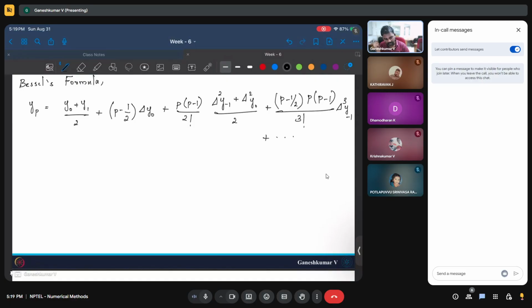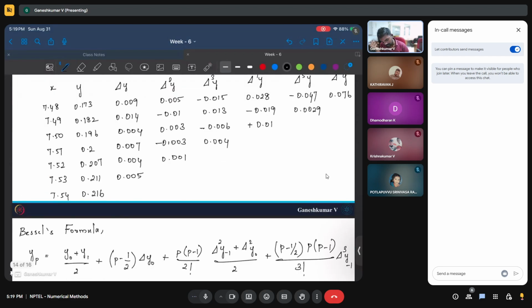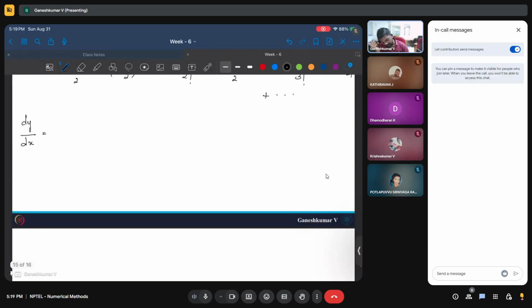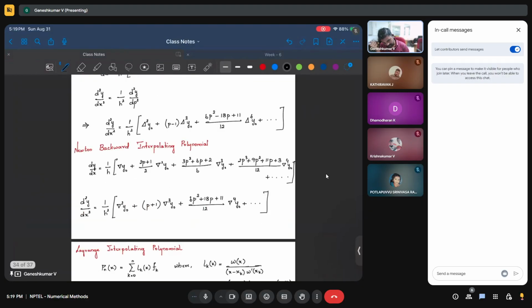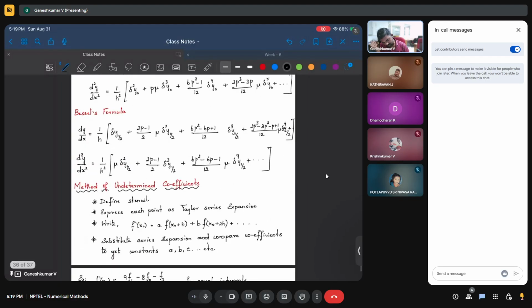Similarly, you can keep on writing like this. But what we need is dy by dx, and we need to find it at 7.51. So dy by dx. Let's look at what the professor wrote in class. Bessel formula. This is the one, right? Oh, sorry. This is the one. So we are going to do the same thing.